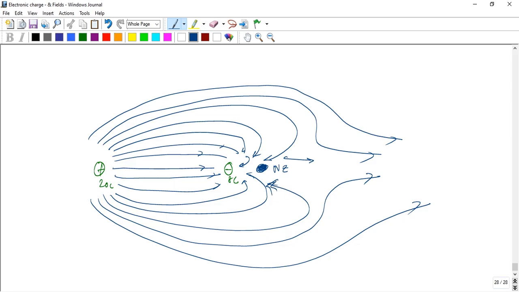So today we end the class here. We cleared the concept of electric field and what electric field lines are. Next class we will discuss the dipole. Okay, so thank you.